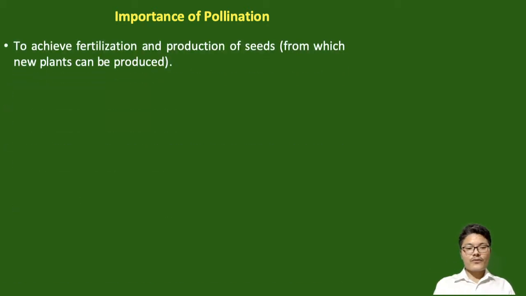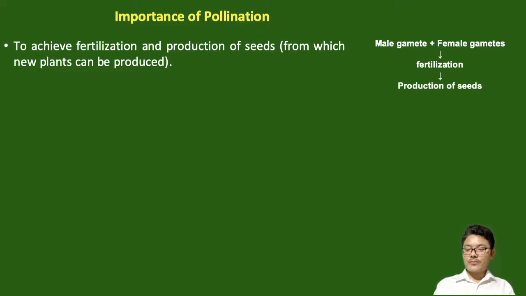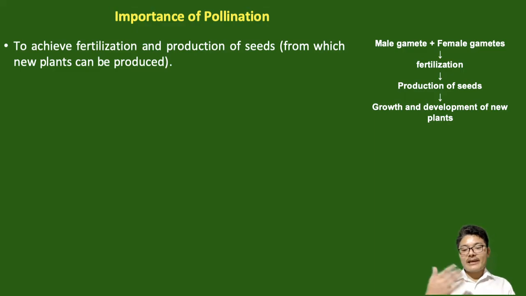First of all, it's very important for the flowering plants. In order to achieve fertilization, pollination has to occur. And after fertilization, there is production of seeds. Seeds on germination produce plants. To make it simple, after pollination occurs, there is possibility of fusion of male gamete and female gamete, which is technically called fertilization. After fertilization, there is production of seeds. Seeds on germination, on growing and developing, produce new plants. So production of new plants from seeds can occur after fertilization, and fertilization can be achieved only after pollination occurs.